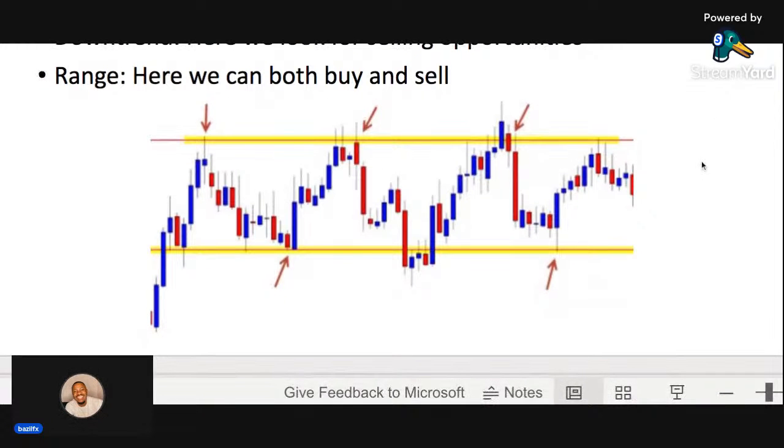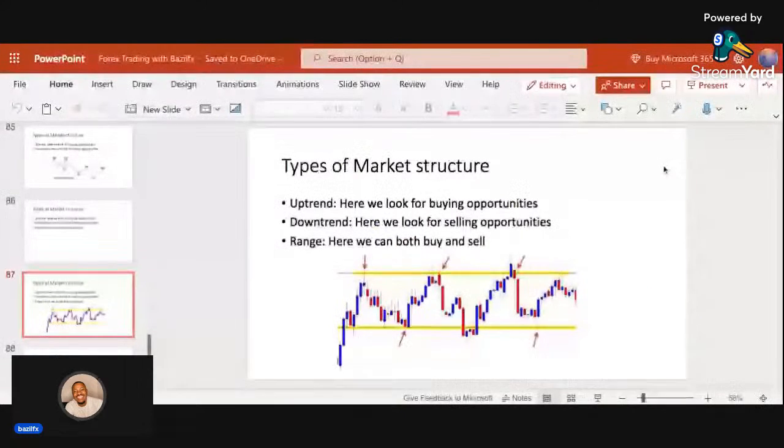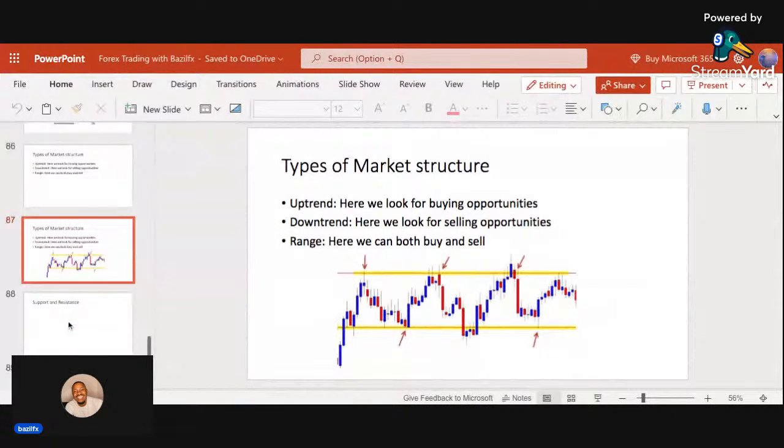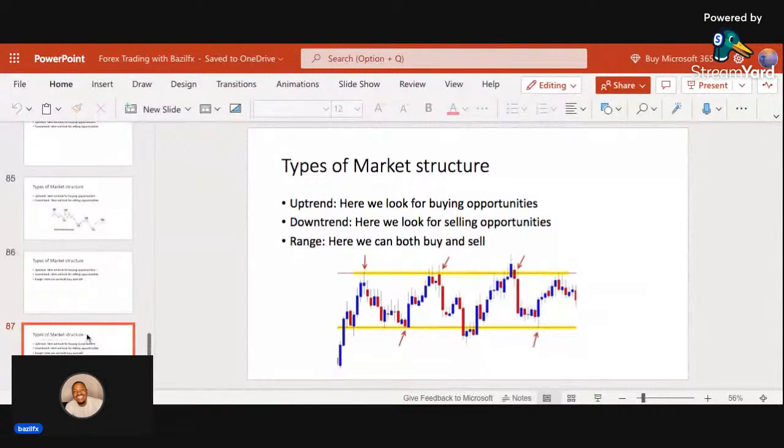I'm not just going to tell you that you're buying here and selling here. I've already taken some of these trades. So let me share my screen so that you can see it.